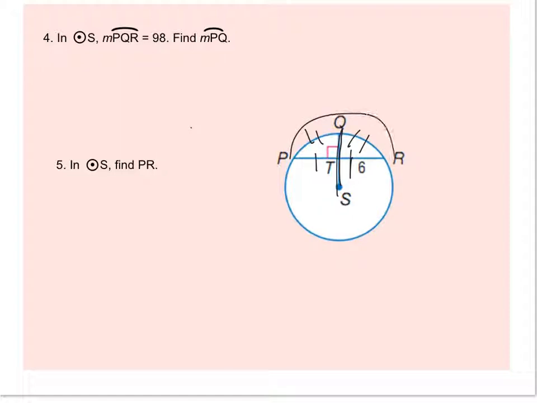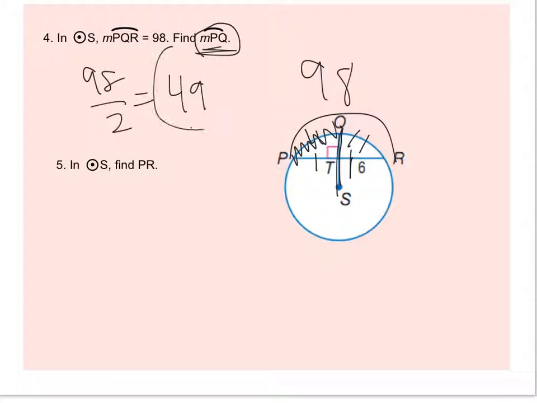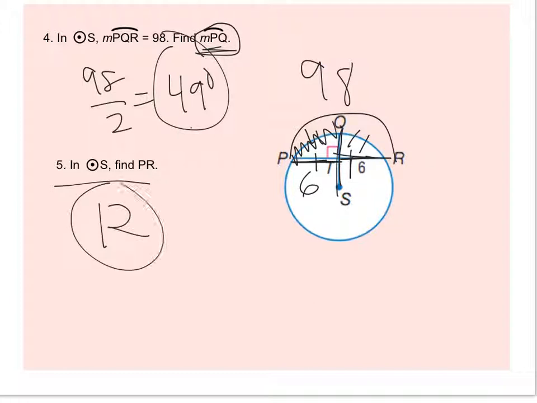PQR is 98. Figure out arc PQ. Arc, please, not the side. So that's 98 divided by 2, which is equal to 49 degrees. In circle S, figure out what PR is. Well, if this is 6, that bisects, that makes that 6. So that entire thing is going to be 12. Sorry, that's a terrible looking 2. That's better.